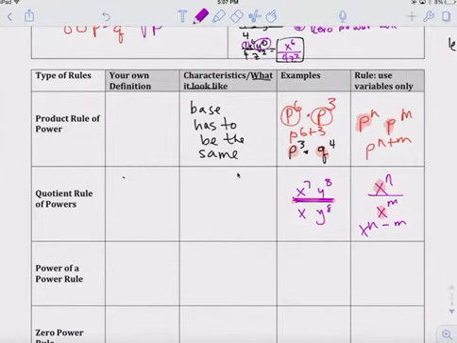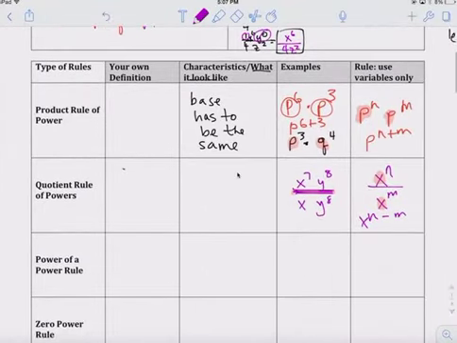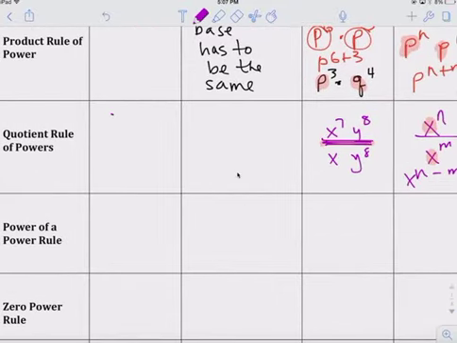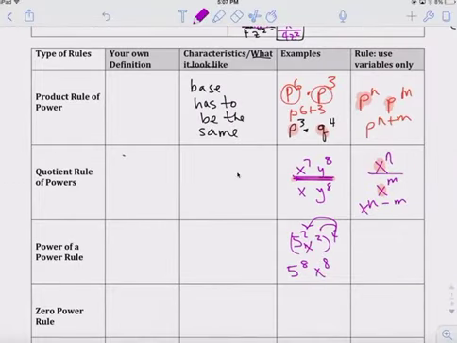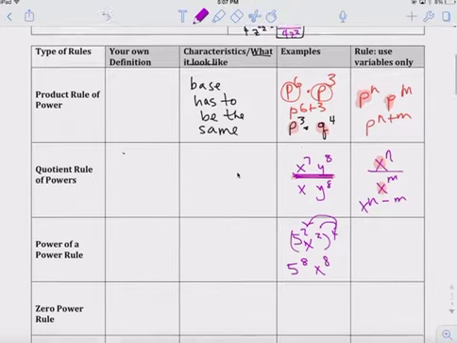Power to a power, start that out. It's like 5 to the 2nd, x to the 2nd, all to the 4th. And then you do examples. You get 5 to the 8th, x to the 8th. You need to describe what it looks like and what's your own definition: multiply the exponents. You're going to do that.